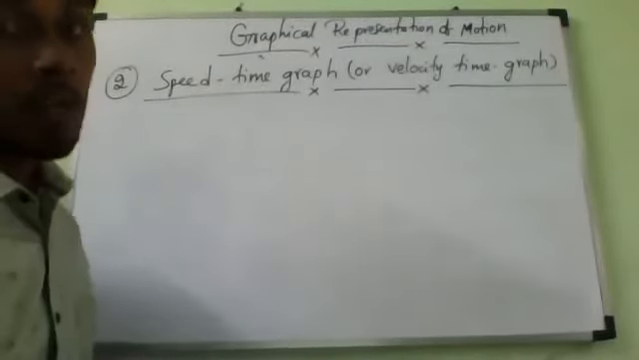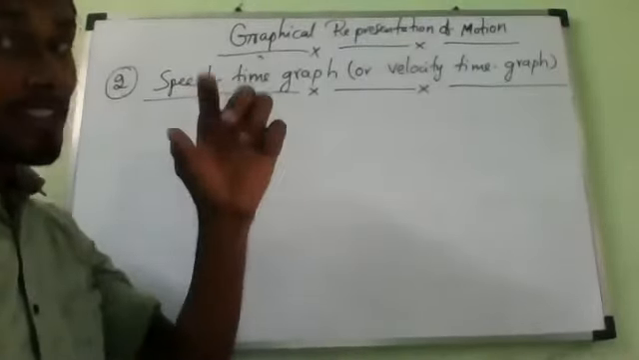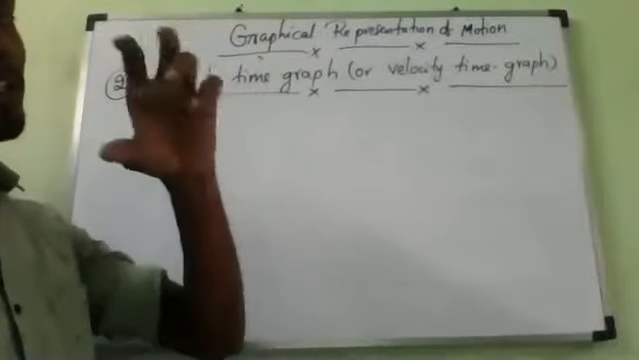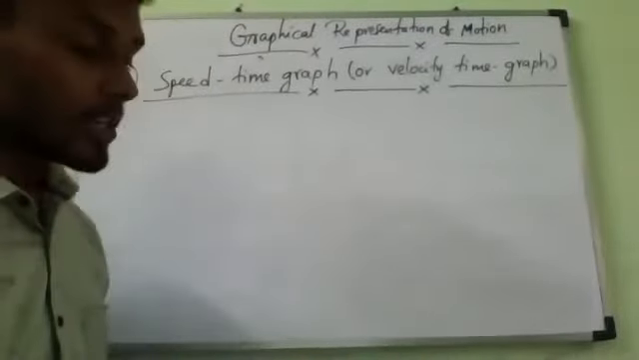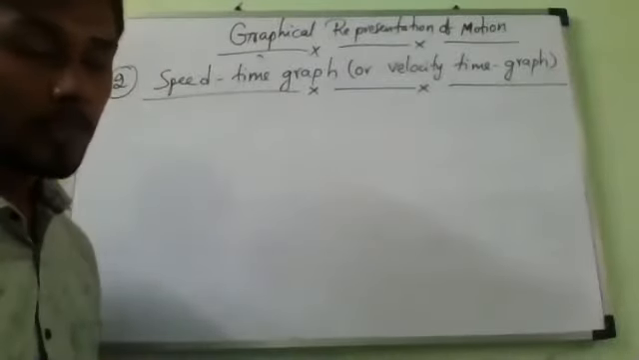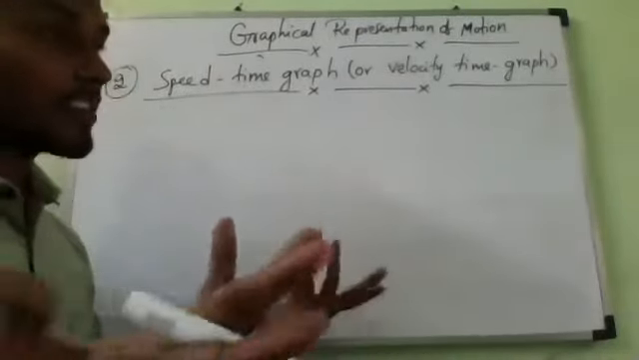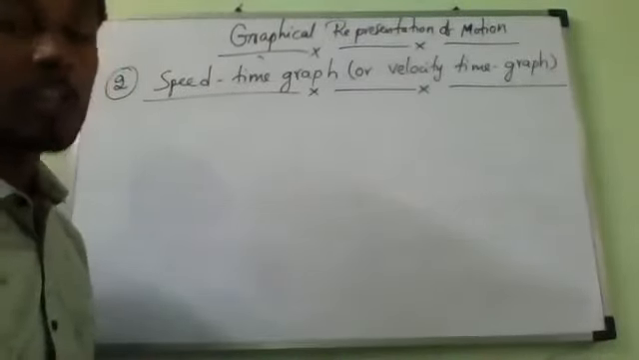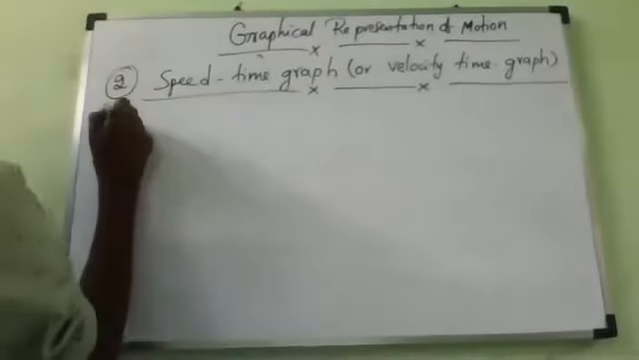First case, when speed remains constant, means the body is traveling with a constant speed. So constant speed means no change in speed. So acceleration is what? No change in speed, so acceleration will become 0. That you should remember. So that is case one.